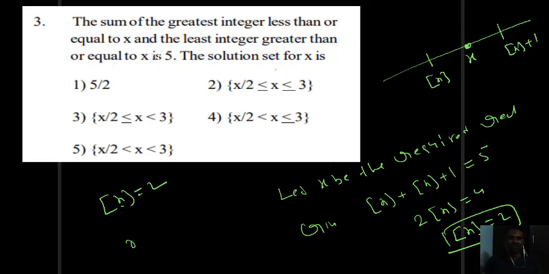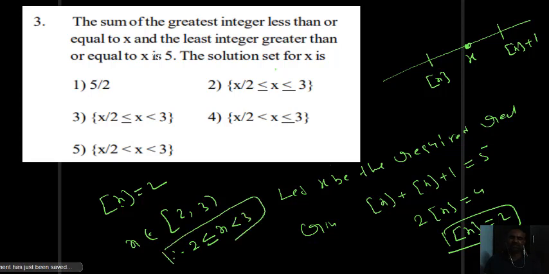So what can I say? x belongs to the interval closed 2 to open 3. Therefore, 2 is less than or equal to x which is less than 3. This is the required x value. Now I want to see the options. Which option satisfies? Yes, option 3 is satisfying. So I can say option 3 is the answer for this. Next problem.